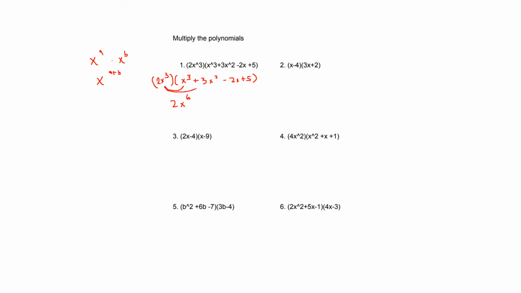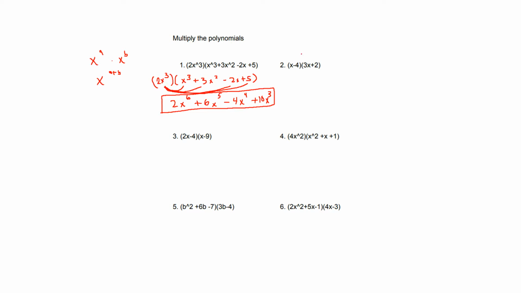Okay, and then you also multiply 2x cubed and 3 times x squared. So that becomes plus 6x to the power of 5. Then you multiply this by negative 2x. So it becomes negative 4x to the power of 4. You multiply this by 5, so it becomes 10x to the power of 3. And if you look, we don't have anything that we can combine, so this will be our final answer.